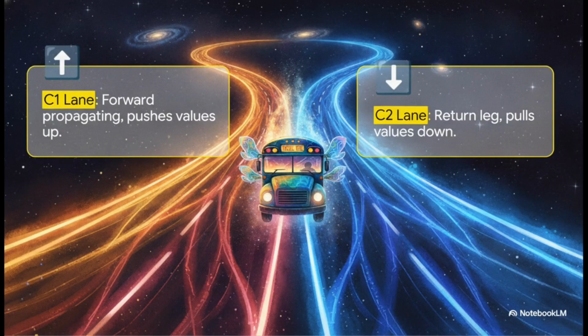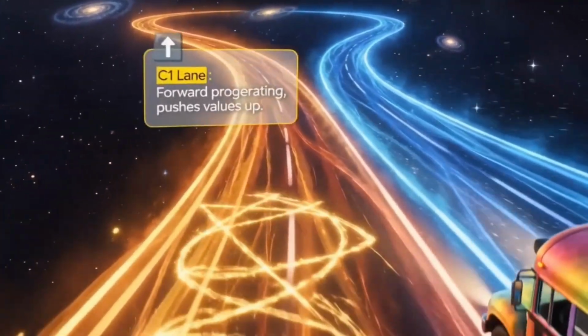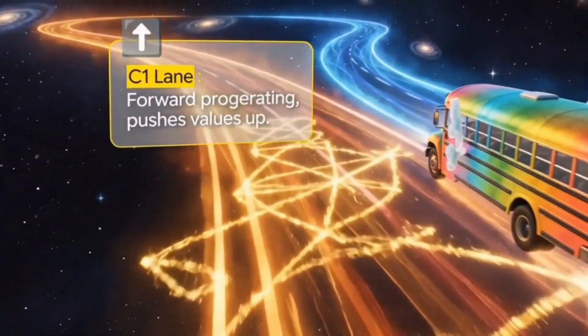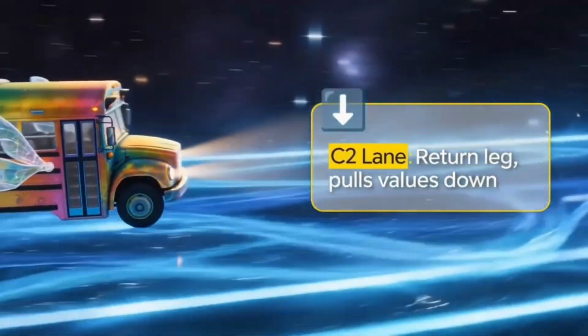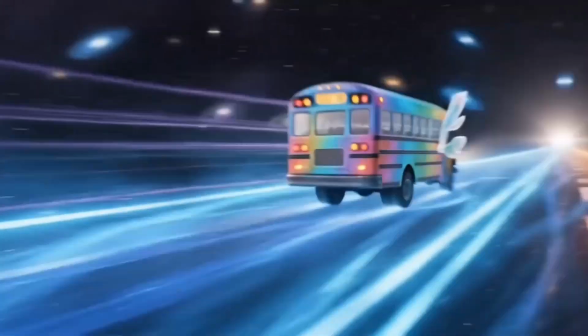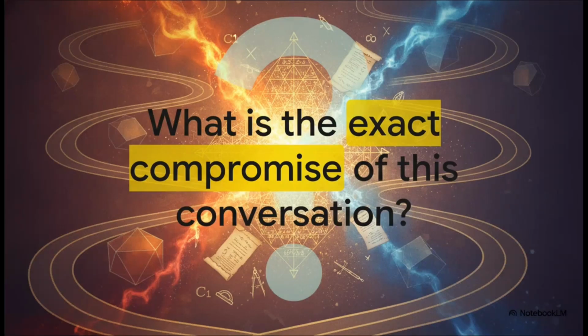Now, obviously, a highway isn't much use if you can only drive one way, right? This quantum highway is built on a 2-lane symmetry, which we call chirality lanes. First, you've got the C1 lane. This is the forward-propagating lane, the holomorphic part, and mathematically speaking, it pushes values up. Then, we have the C2 lane. This is the return leg, kind of like an antiphoton shadow, and it pulls values down. So they work together. It's literally like two sides of an ongoing, perfectly balanced conversation.